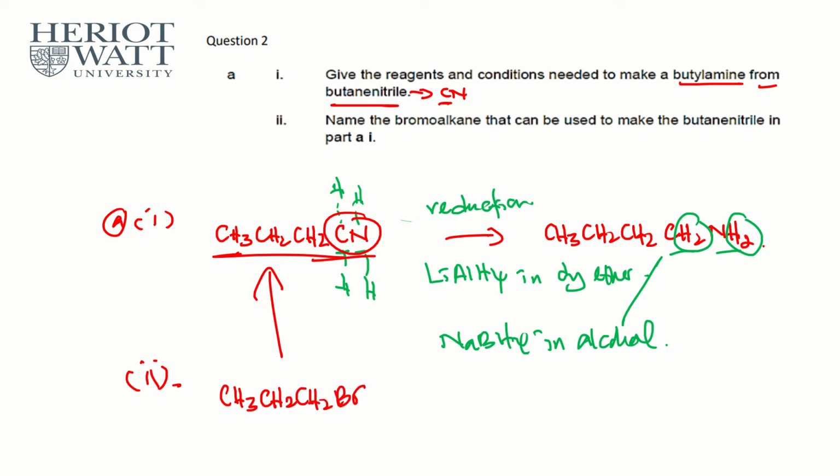Br. See, initially I should have 3 carbons, 1, 2, 3 with a Br. After that, I'm going to react with KCN in ethanol, ethanolic KCN. So this CN here will act as a nucleophile and substitute the Br and turn it into CN. And that's how you get butane nitrile.